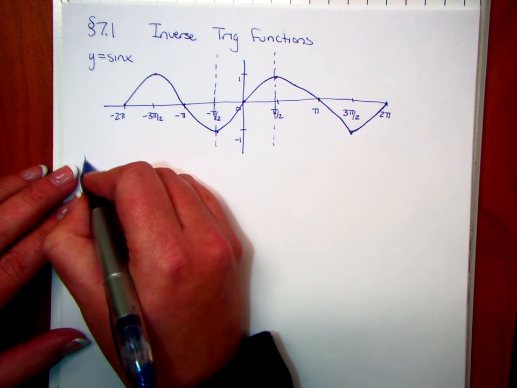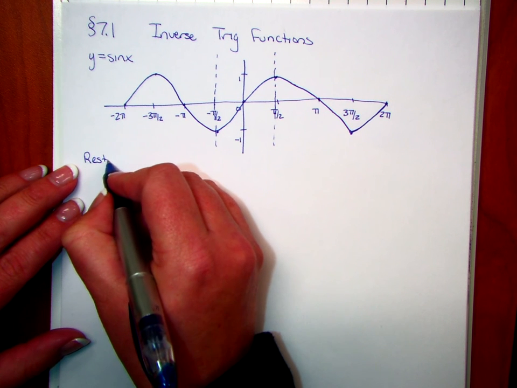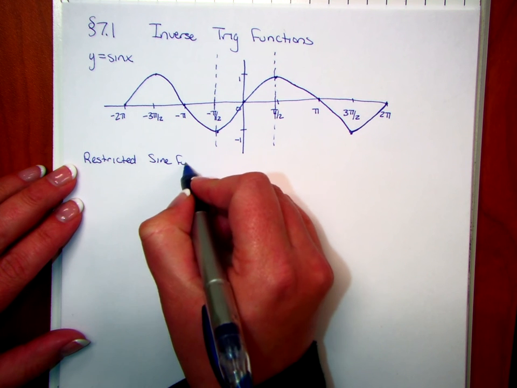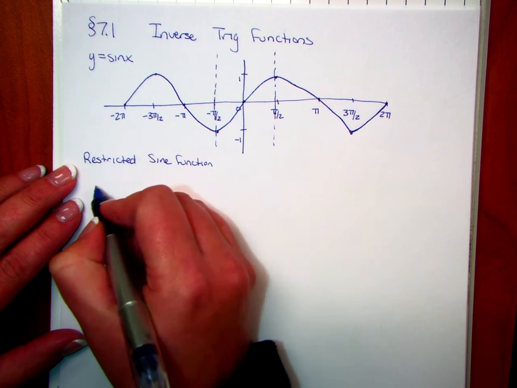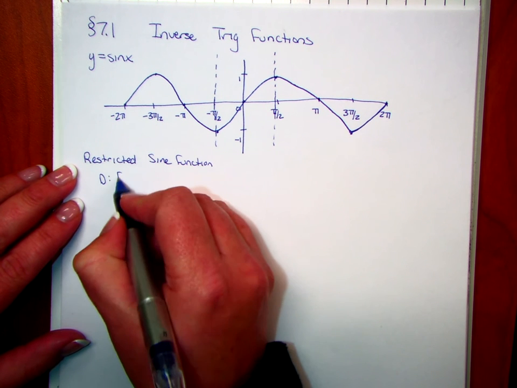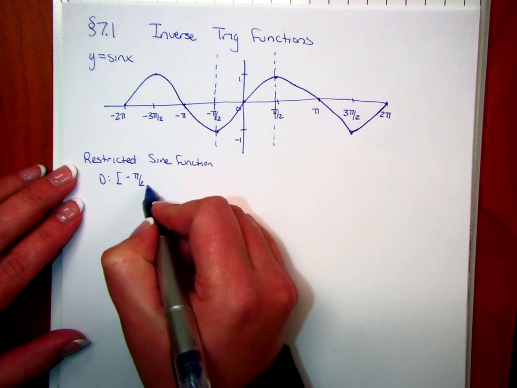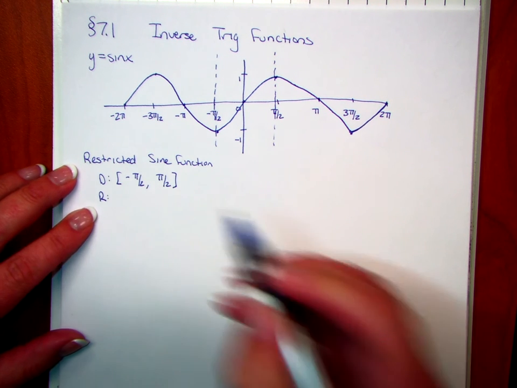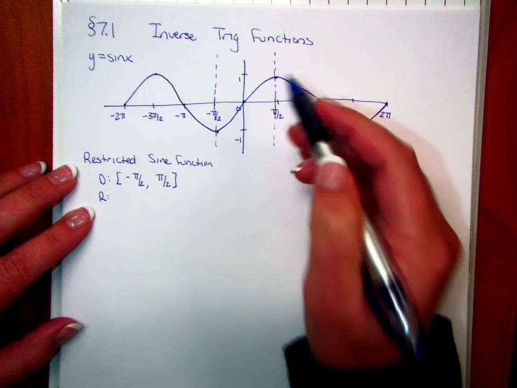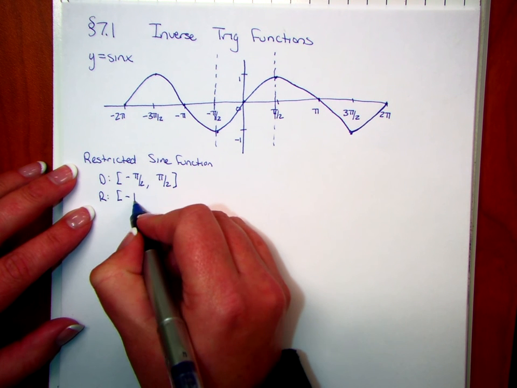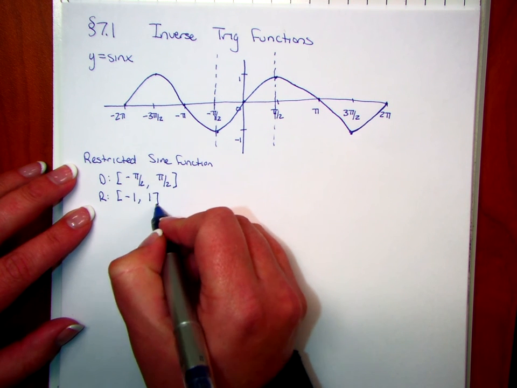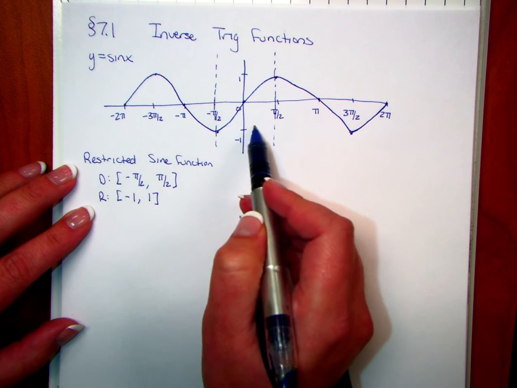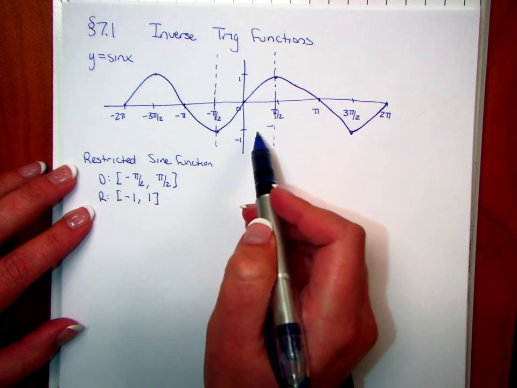So we're going to talk about a restricted sine function. This restricted sine function has a domain from negative pi over 2 to pi over 2, and the range on this restricted domain is negative 1 to 1. So when we talk about inverse trig functions, we're not talking about the whole entire sine curve. We're just talking about this small restricted domain.